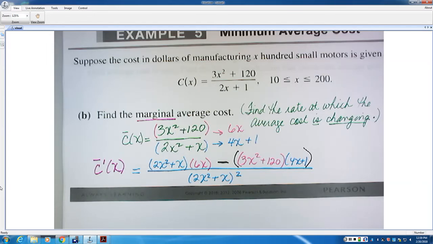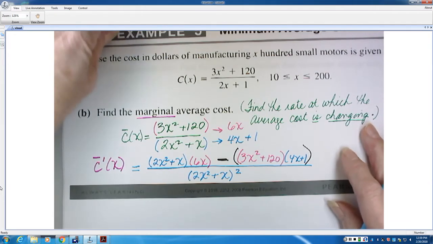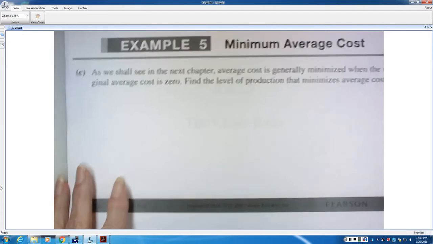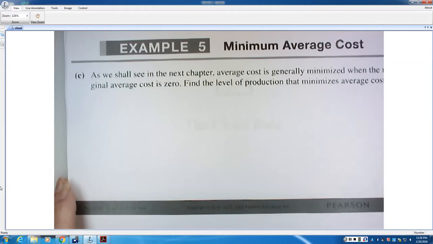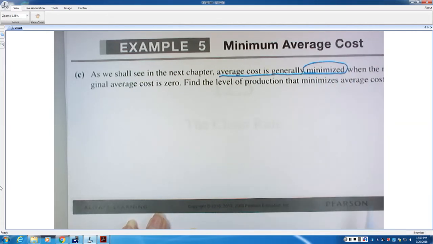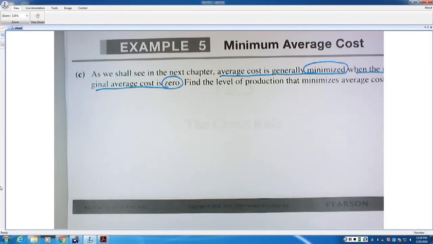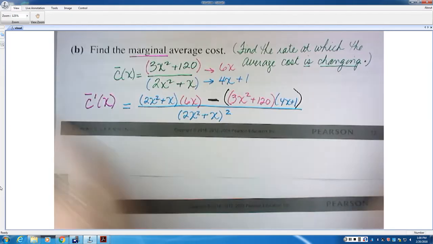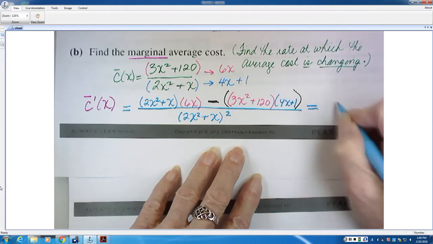Can you simplify it? Yes. Do we want to? Not if we can get out of it. So we're going to use that and see what part C says. What is that, C bar or C bar prime? C bar prime. Now, what you're going to see in the next chapter, in chapter 13, is that average cost is generally minimized when the marginal cost is 0. What would it take to find the minimum average cost? Because isn't that what you want your cost to be? You want your cost to be as small as you possibly can get it. So what that means is we've got to take this and set it equal to 0.